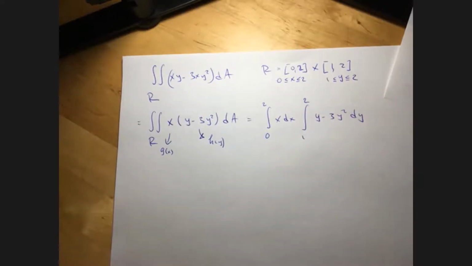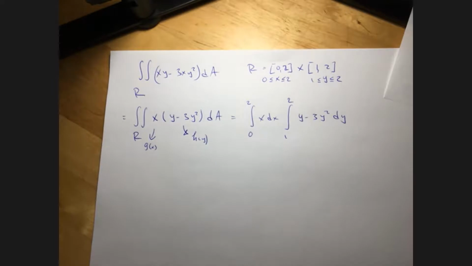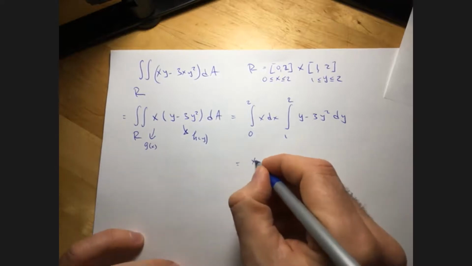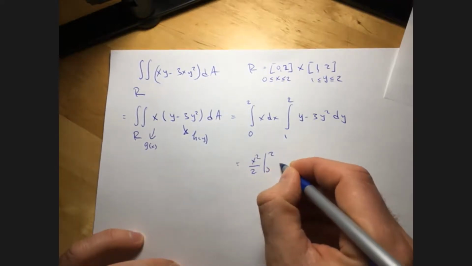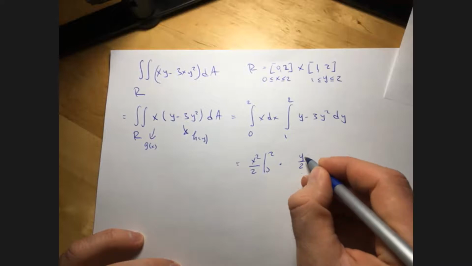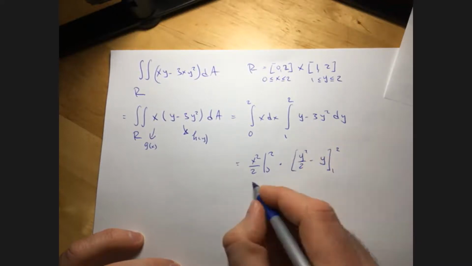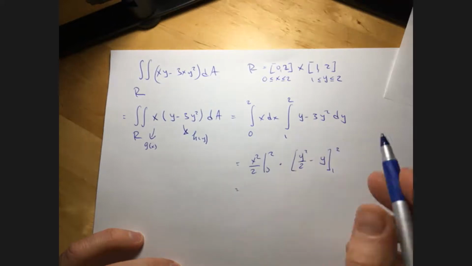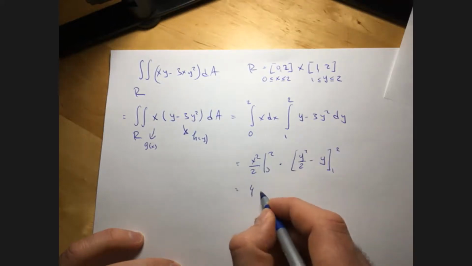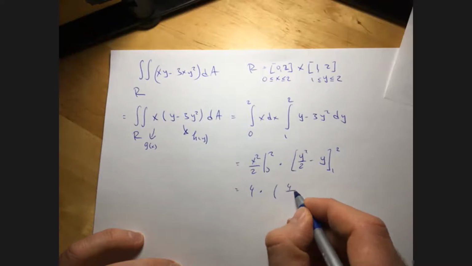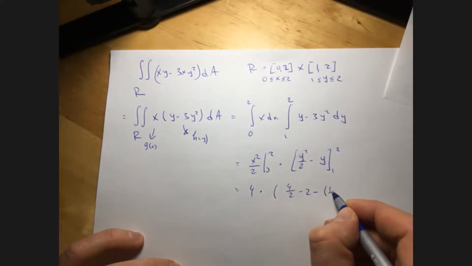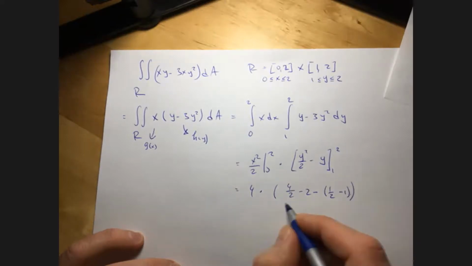So you can see that this is going to be way easier than what we did before. This is going to be x squared over 2 from 0 to 2 times y squared over 2 minus y from 1 to 2. You don't have to treat anything as a constant and so on. So this is just 4 times 4 over 2 minus 2 minus 1/2 minus 1.